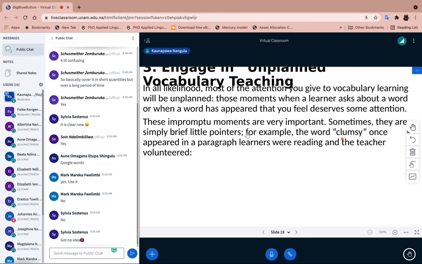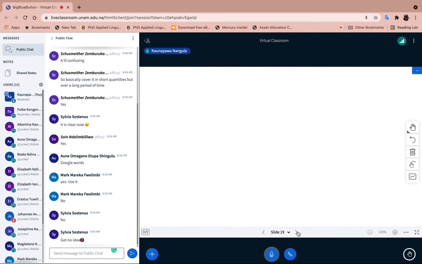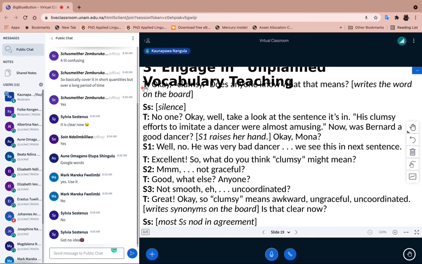And sometimes they are simply brief little pointers. For example, here we have the word clumsy, which appeared in a paragraph learners were reading, and the teacher volunteered. So we're going to see an example where the learners have encountered the word clumsy that they didn't know, and then the teacher volunteered to engage in unplanned vocabulary teaching. So how does it go? We have T for teacher, SS for students. Usually we use LS, SS.